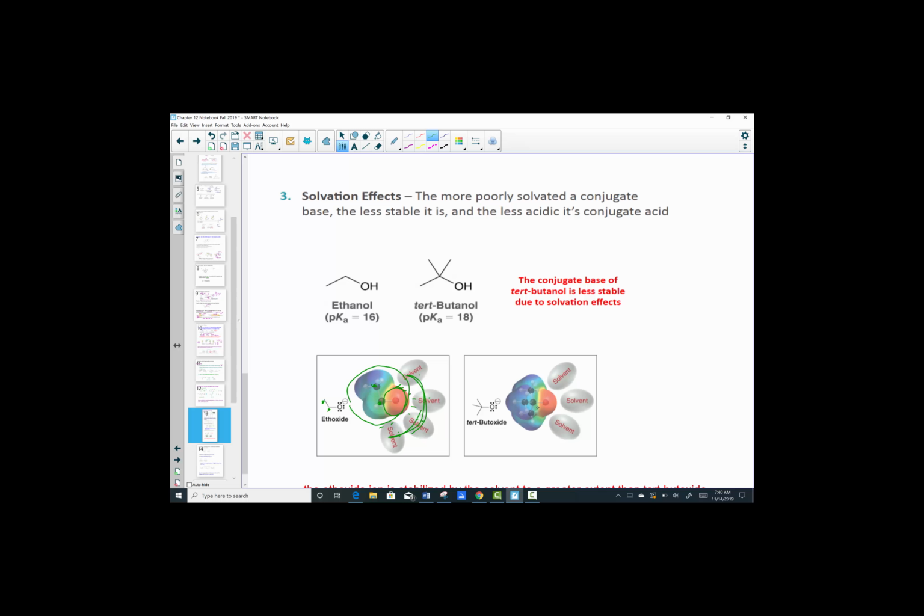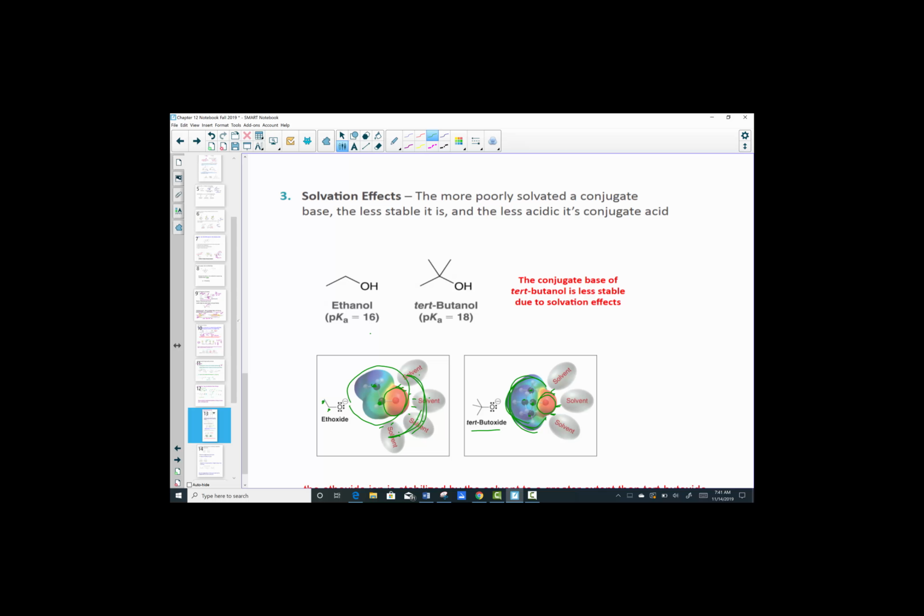If you compare that to a big bulky base, such as tert-butoxide, notice here that you have a very large nonpolar region, and this oxygen is being shielded by the big bulky carbon chain. Therefore, the interactions with that solvent are limited just based on steric hindrance. So the tert-butoxide is less stabilized by the solvent interactions simply because it's limited to the amount of space it can create interactions with the oxygen.